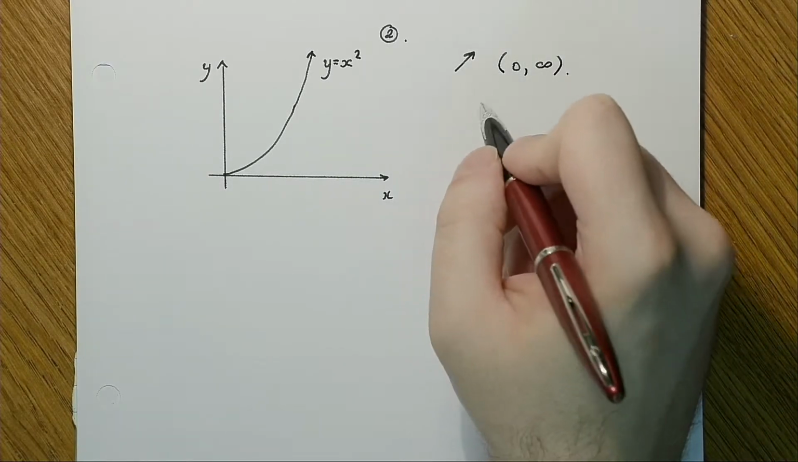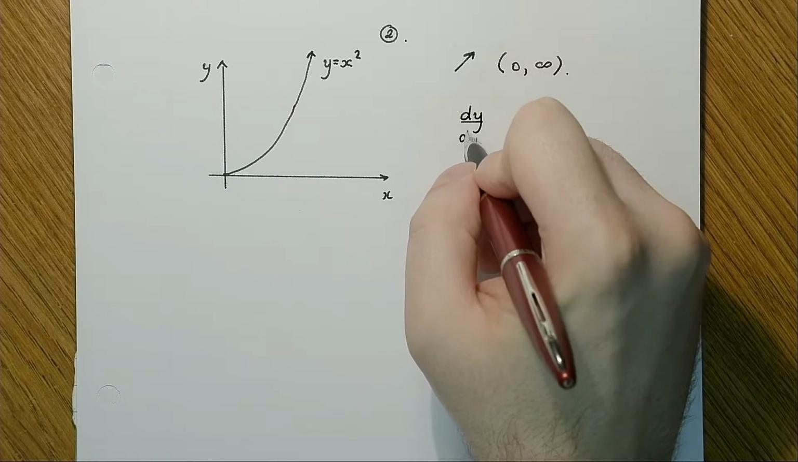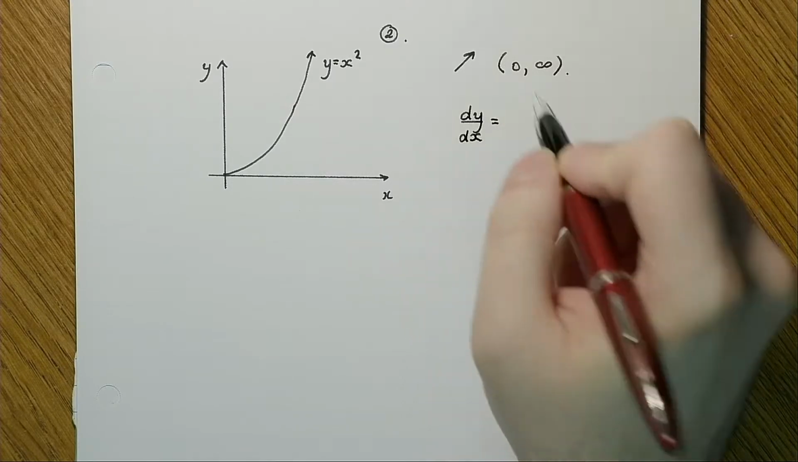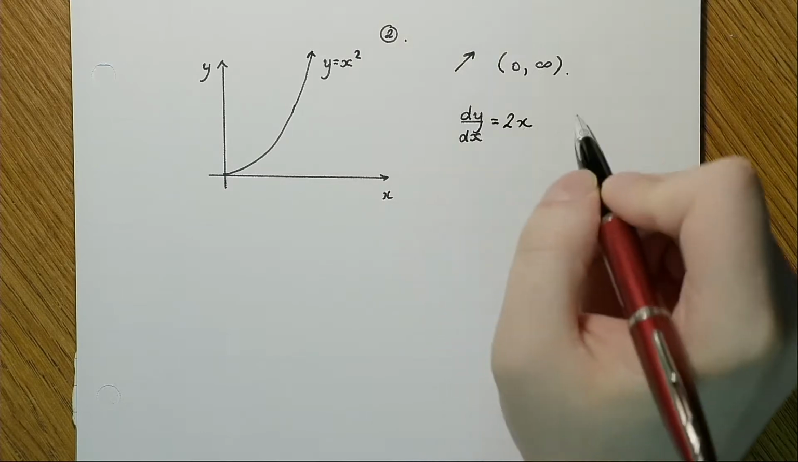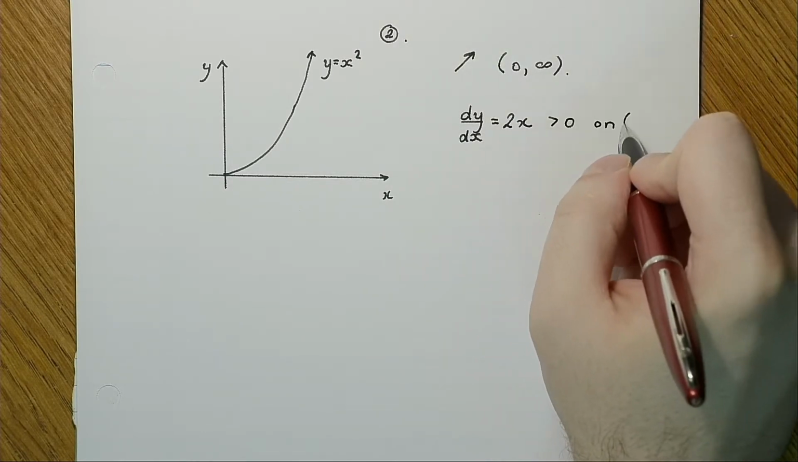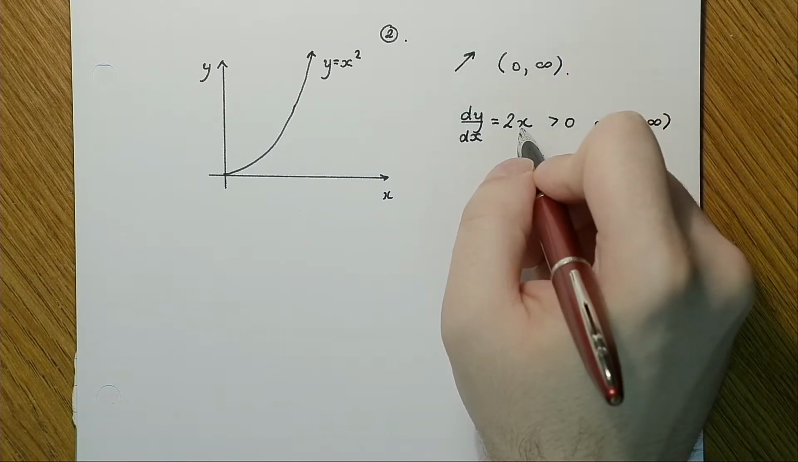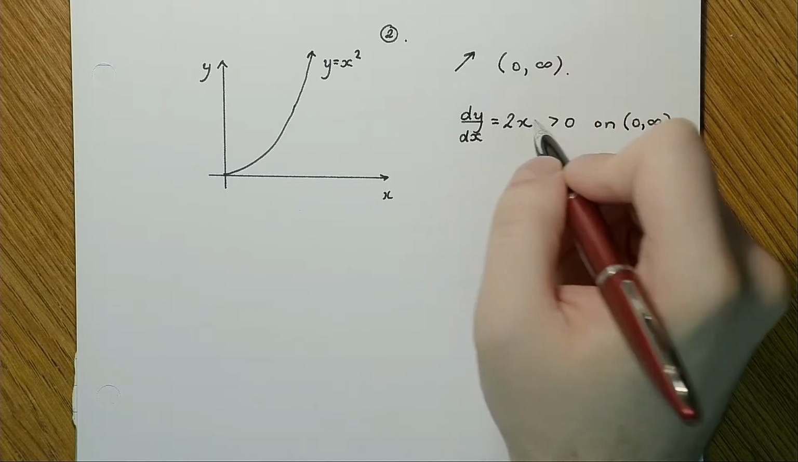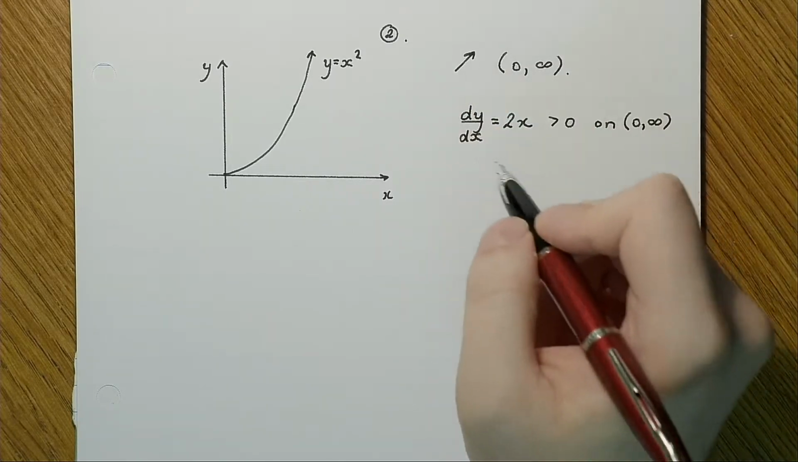And of course, we can check that by taking the derivative. Using our first derivative, taking the derivative of x squared, that's just 2x. And that's positive on that interval. Whatever positive value I'm putting in here, a positive value times 2 is still going to be positive. That's always going to be greater than 0. So that's why it's increasing.